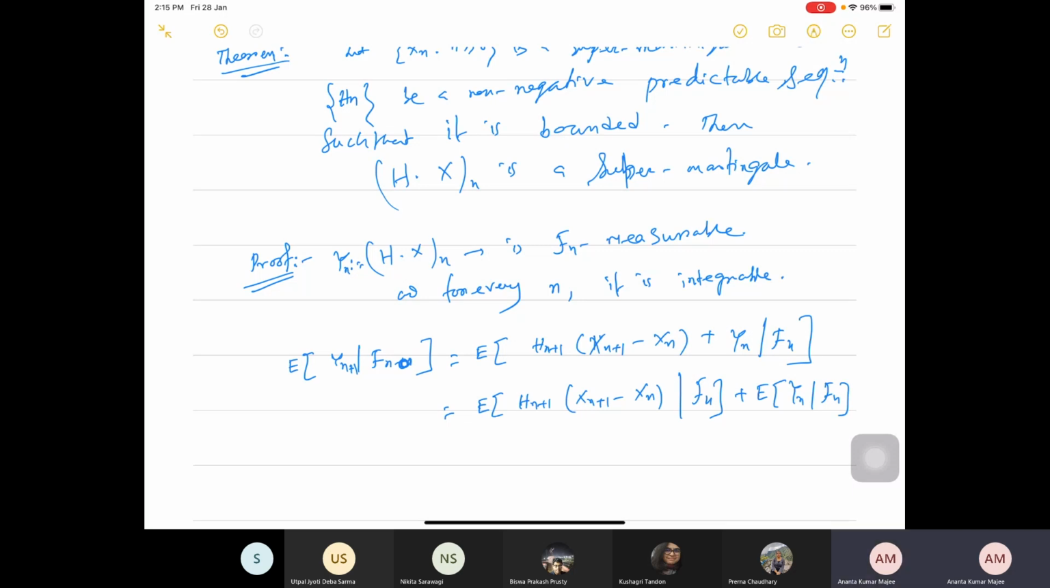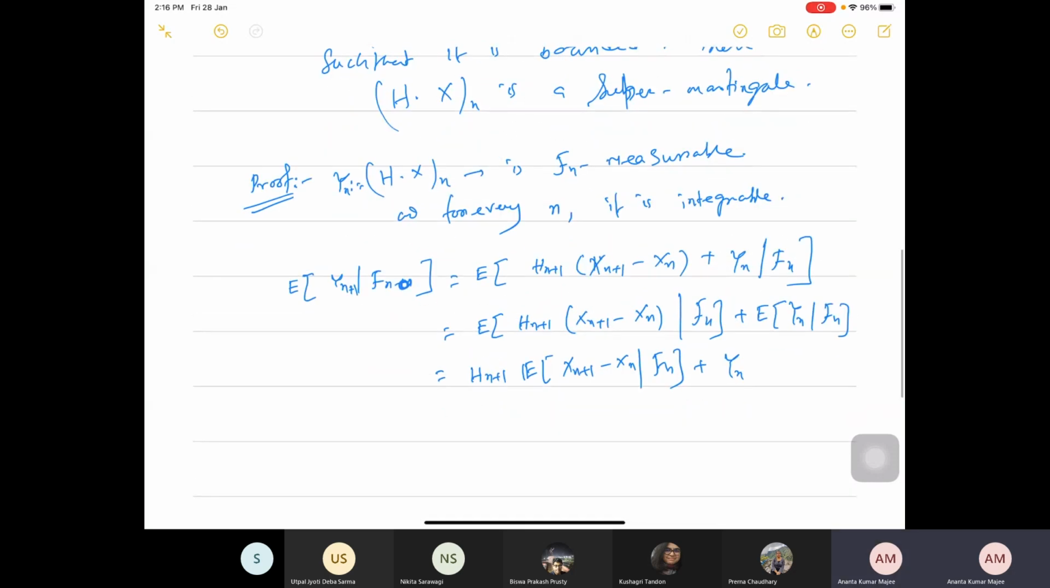Now what I know is that this h of n plus 1 is Fn measurable. Then I can use the property that if it is Fn measurable, then the expectation of x times y given some G is equal to x times the expectation of y given G, if x is G measurable. So using this property here, what I have is h of n plus 1 times the expectation of x of n plus 1 minus xn given F of n, plus, now y of n is Fn measurable, so I can take out y of n almost surely.